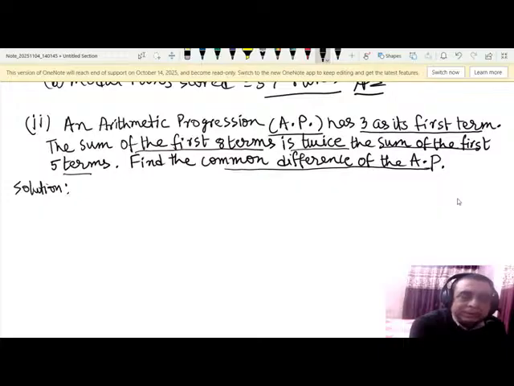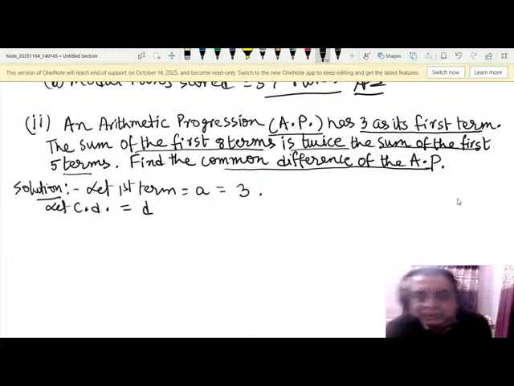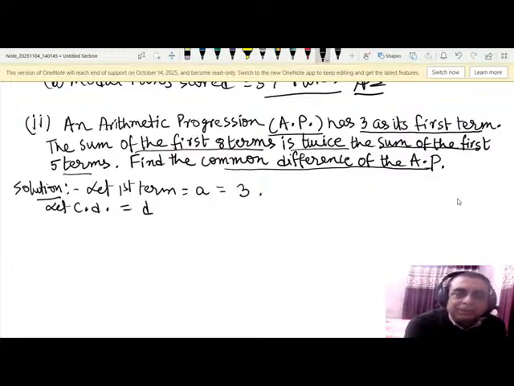So the given AP, this is the AP told to us. Let the first term we denote by the letter small a. Its value is given in the question. It is 3. We are asked to find the common difference. So let the common difference, in short CD, we are taking its value as d. Okay. So the sum of the first 8 terms.